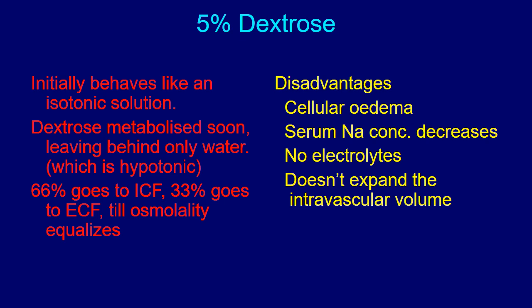So what are the disadvantages of 5% dextrose? They can cause cellular edema because there's a chance for a high amount of 5% dextrose to enter cells. Serum sodium concentration decreases because there's no sodium in 5% dextrose. And there are no electrolytes; that is also a disadvantage. So this is only dextrose and water, and it doesn't expand the intravascular volume.